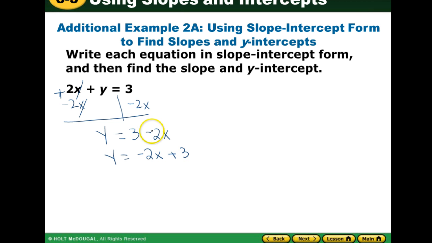Again here, negative 2x moves to the front and the positive 3 moves to the back. And here you can clearly see that negative 2 will be the slope in this case, and positive 3 will be the y-intercept. Alright, pretty simple. All we do is solve for y. Remember literal equations? Yes, it's coming back.